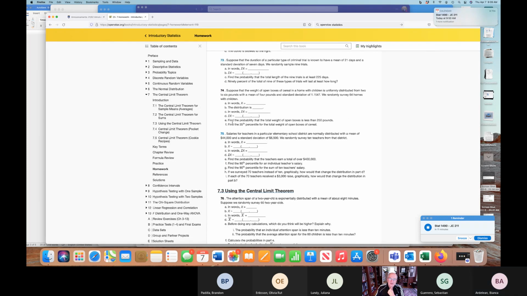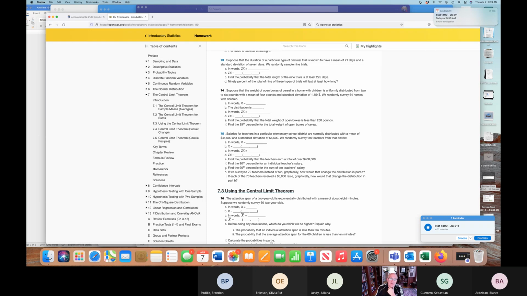So to go back to your other question, how do you do this? This one says find the probability the total weight of open boxes is less than 250 pounds. Do I have to do 1 minus? That's a left tail. It's a CDF. I just have to figure out what the mean and standard deviation is. It's uniformly distributed from 2 to 6 pounds with a mean of 4 pounds and standard deviation of 1.15.